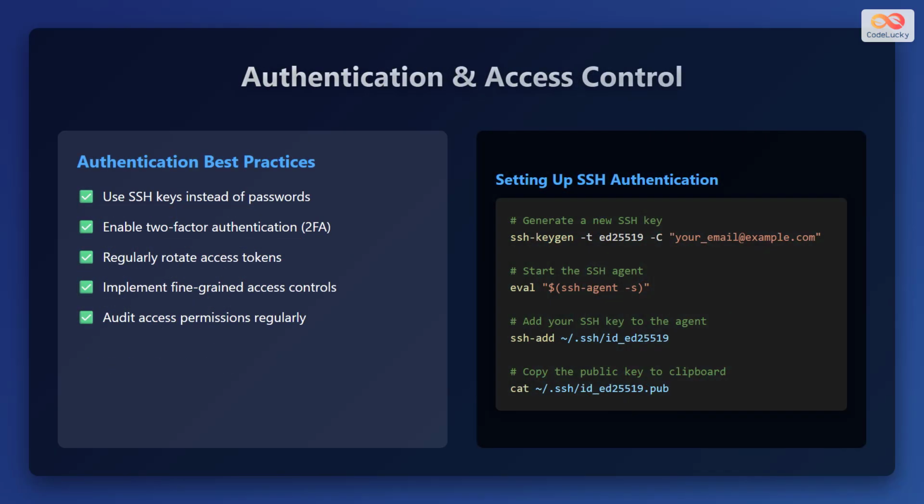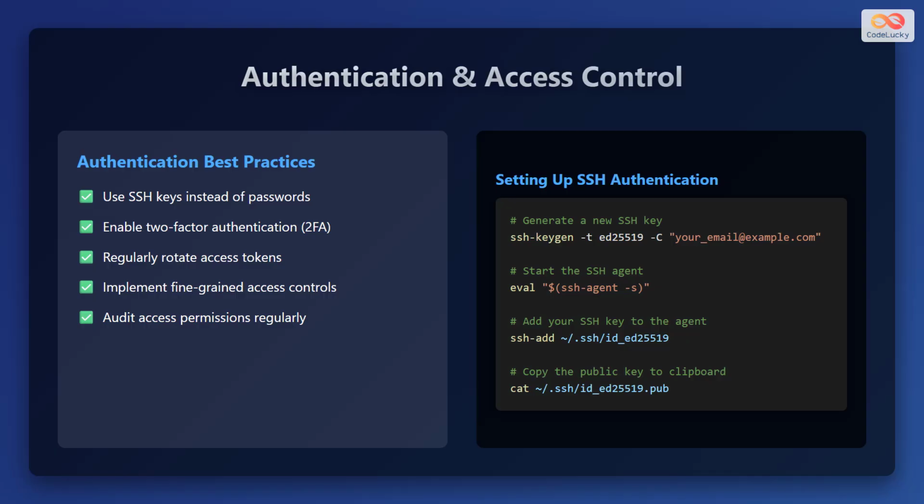Now let's delve into authentication and access control. It's best to use secure shell, or SSH, keys instead of passwords for authentication. Enable two-factor authentication, also known as 2FA, for an extra layer of security. Regularly rotate access tokens, implement fine-grained access controls, and audit access permissions regularly to maintain a secure Git environment.